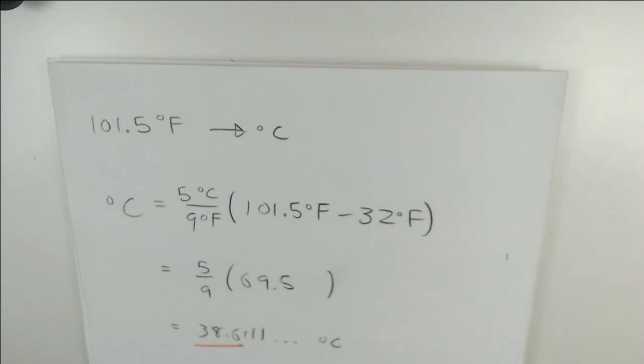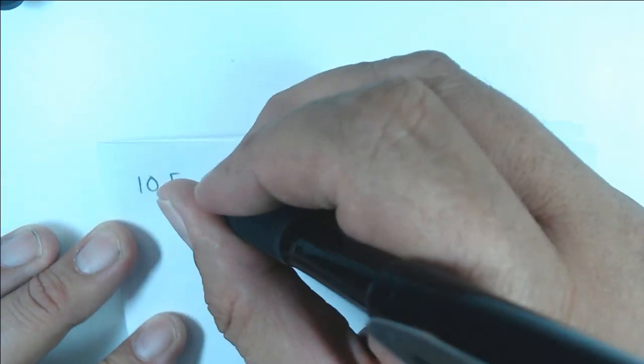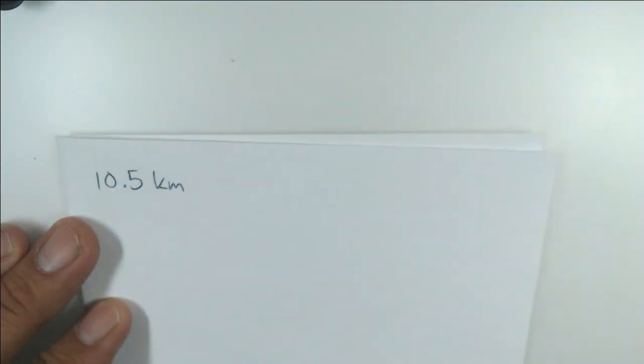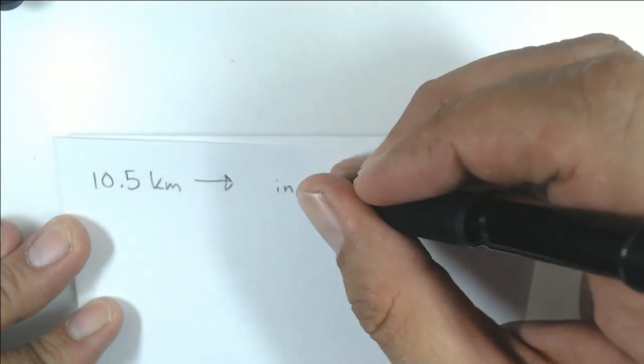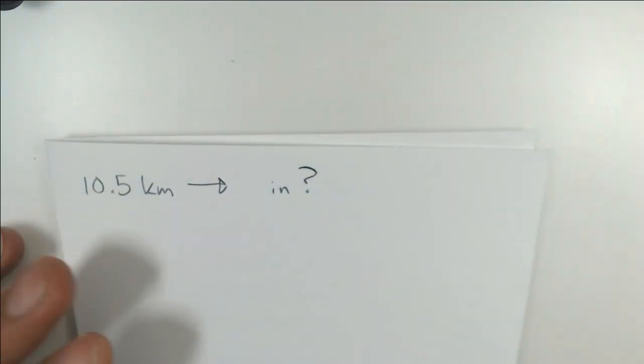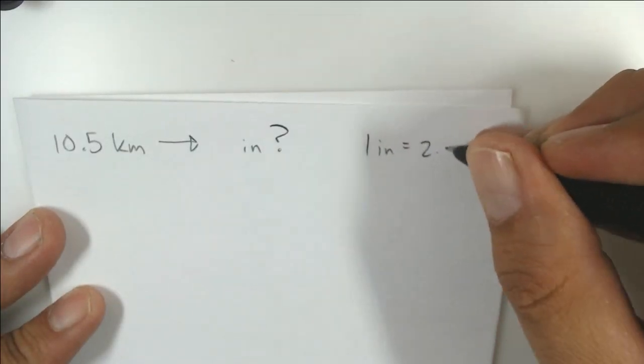All right. Let's go ahead and say that we have something that is 10.5 kilometers, and I need to convert this to, say, inches. How many inches is that? Suppose that the only conversion factor you were given would be 1 inch is 2.54 centimeters.